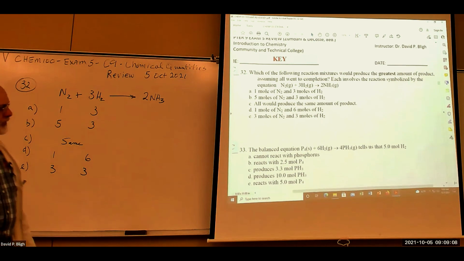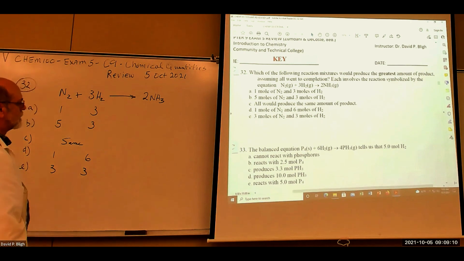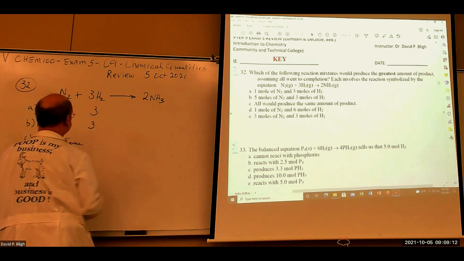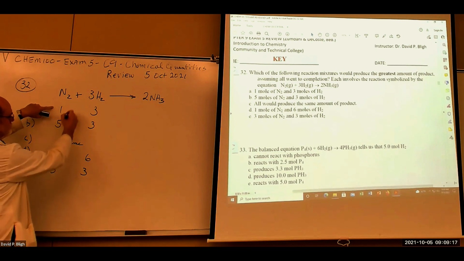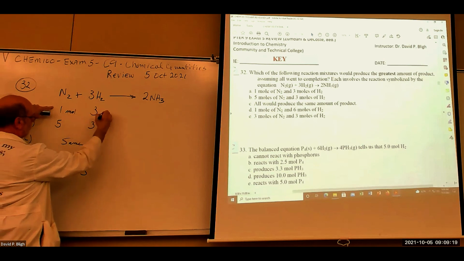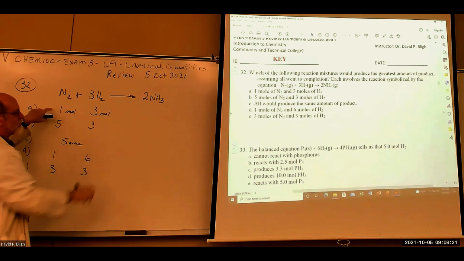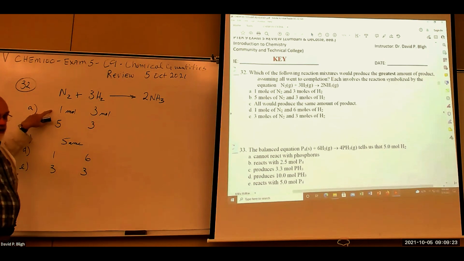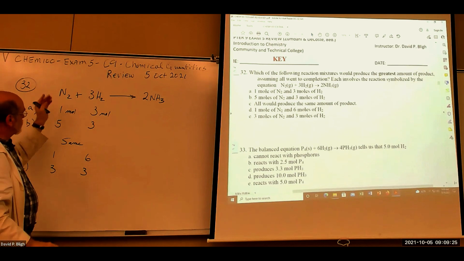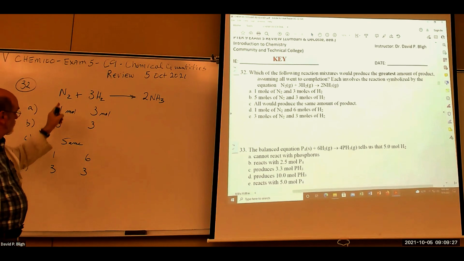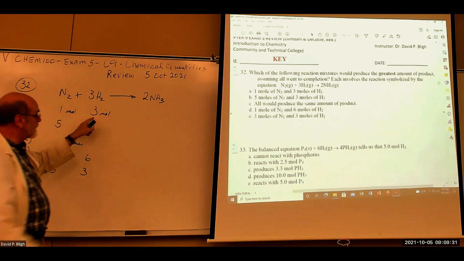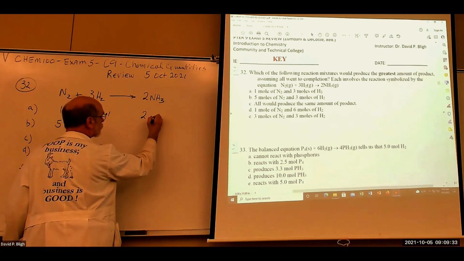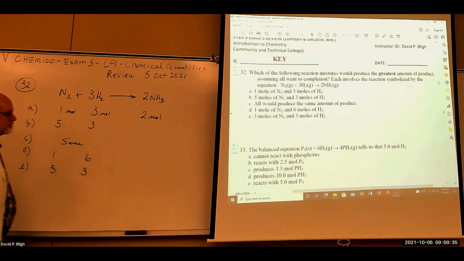Which would produce the greatest amount of ammonia? Okay, so with this many moles, how much of that would be produced? Which one is limiting? This is a stoichiometric mixture, 1 to 3. So that means they would produce 2 moles of ammonia.